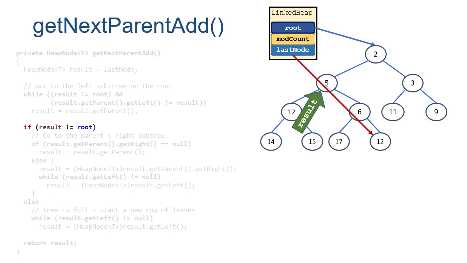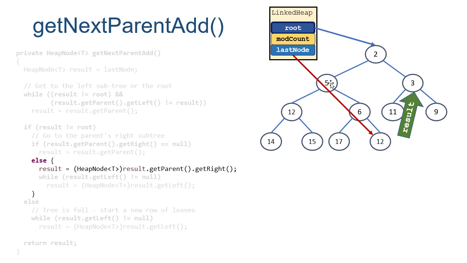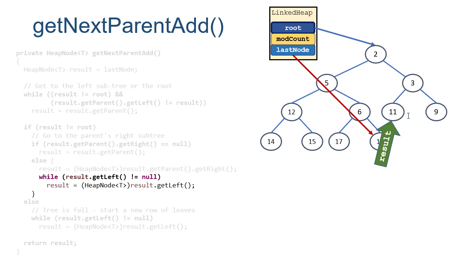Now, the result is not the root. We're going to enter the if condition. And now we need to get to the right subtree there. So result's parent's right is not null, it's 3. So we're going to go to the else condition. And now we're going to move result over to the right child. So we were pointing here, now we're going to move to the right child. Then we're going to do the same thing we did earlier. We're going to move all the way to the left until we find a node that doesn't have a left child, and we need to just go down one level to 11.